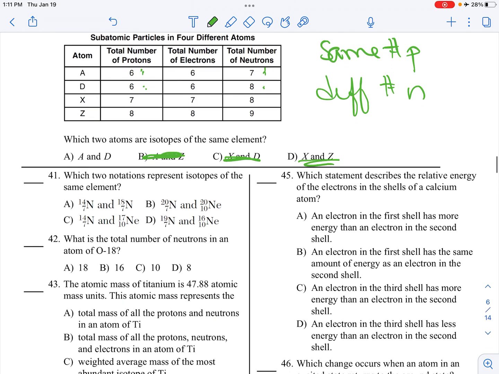Isotopes of the same element, so you'd need the same bottom number and different top number, which is A.